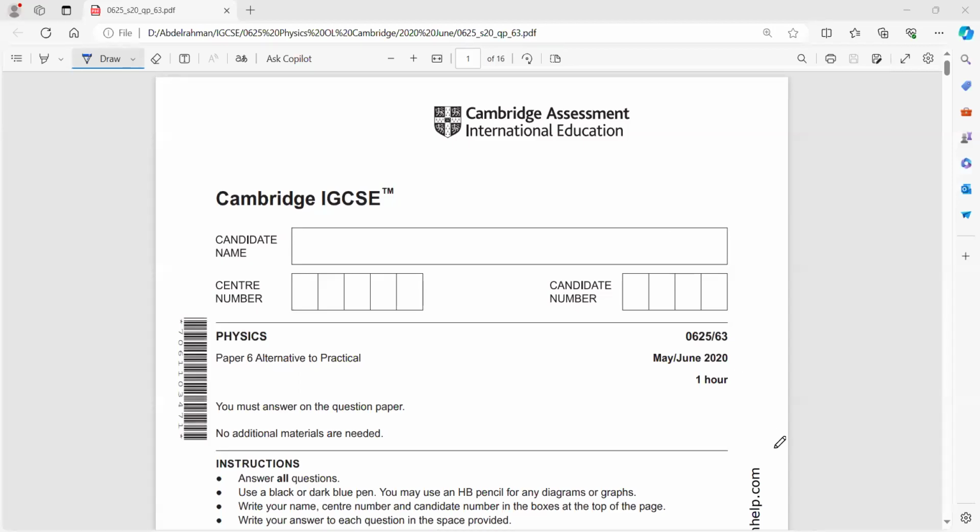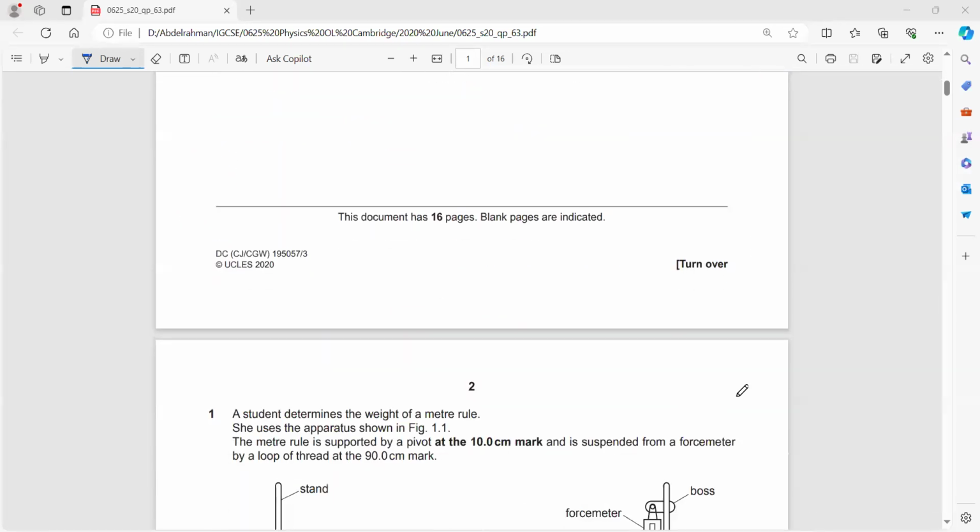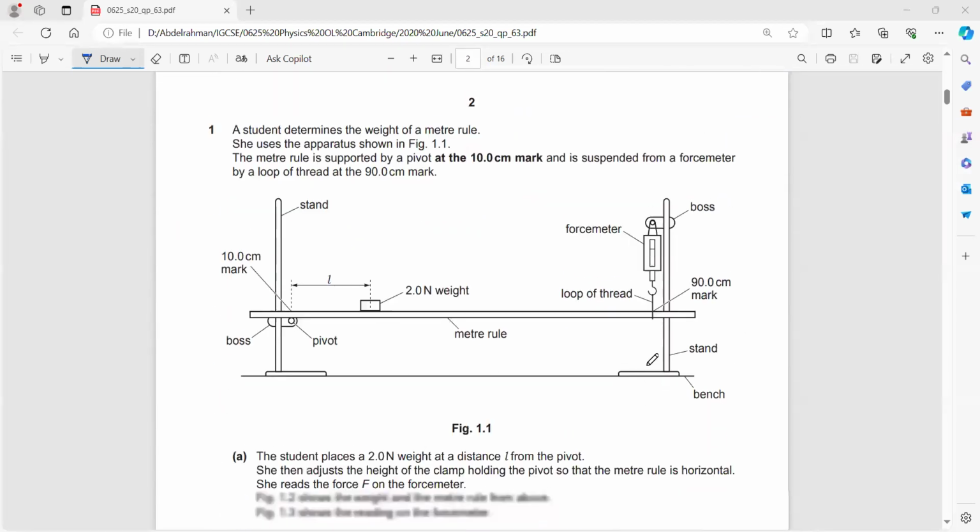Okay. June 20 paper 6 variant 3. Okay, the first question here.